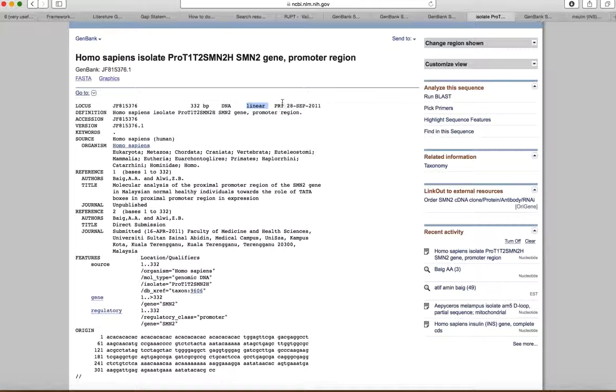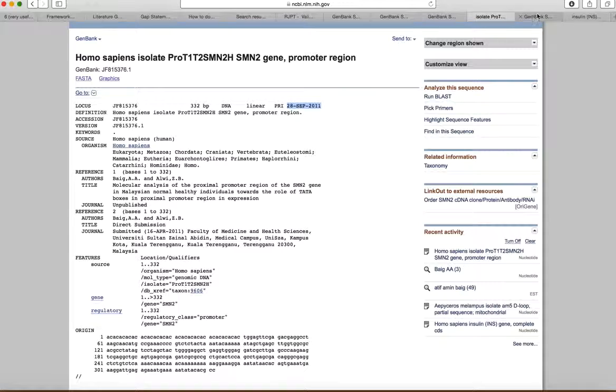And the fourth one is basically the division of the organism. PRI stands for primate, but overall we have different divisions at the GenBank. When you submit the sequence, the division is based on the characters of the DNA, from which species it is coming. So it is chosen by the GenBank staff itself. And then the last feature is the modification date. It means the last time the sequence was modified in the GenBank was on 28th of September 2011.